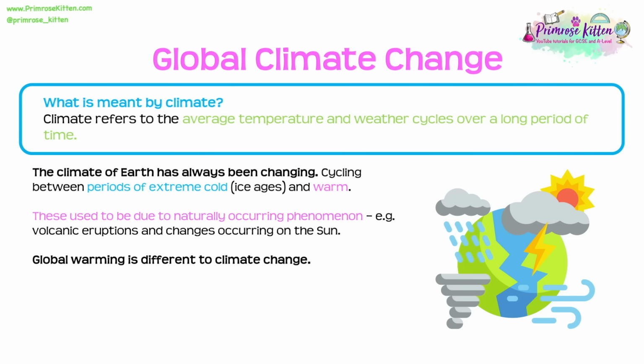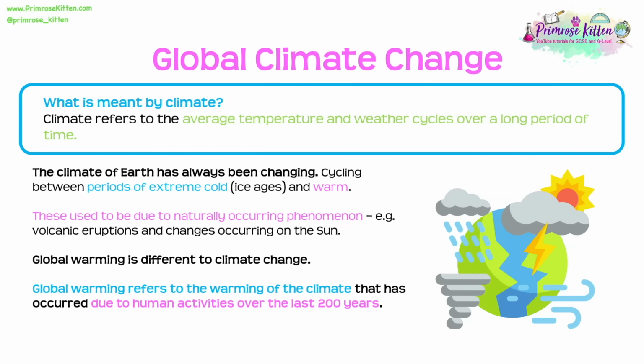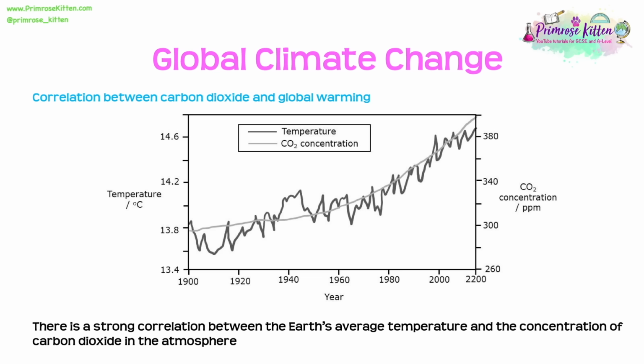However, when we talk about global warming, this is different to climate change. When we refer to global warming, we're referring to the warming of the climate that has occurred due to human activities over the last 200 years. So we're just looking at recent times when we're talking about global warming.